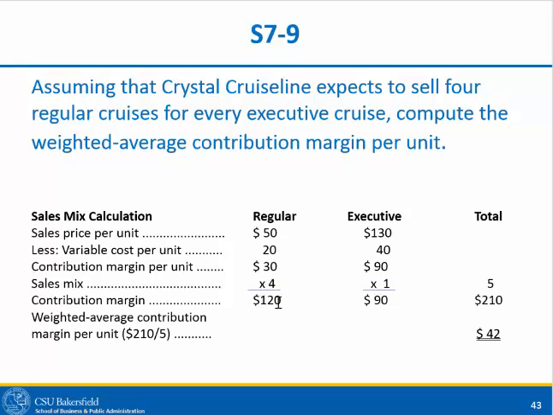Together you have $120 from the 4 regular tickets and $90 from one executive ticket. So together we have $210 contribution margin in this basket of 5 tickets. Then you divide the 210 by 5, and you get 42. That's the weighted average contribution margin per unit, which is $42. Okay, so we just finished the first one.